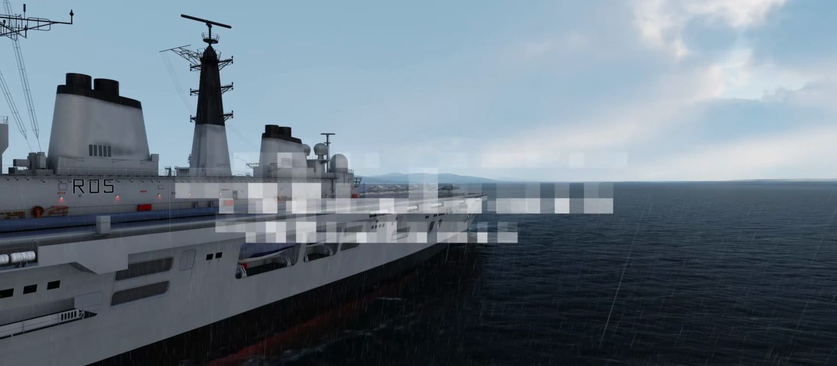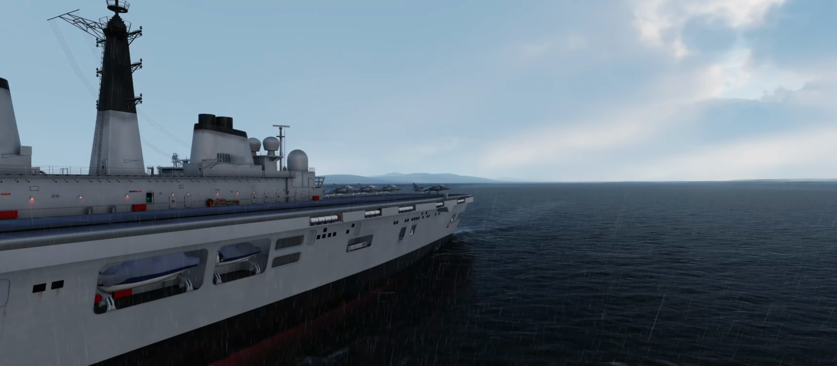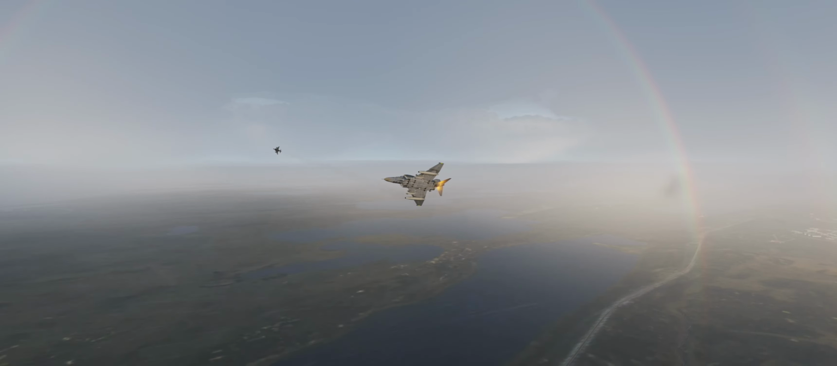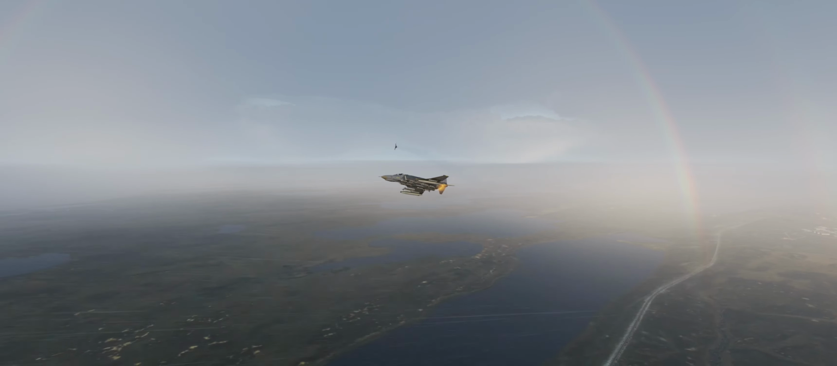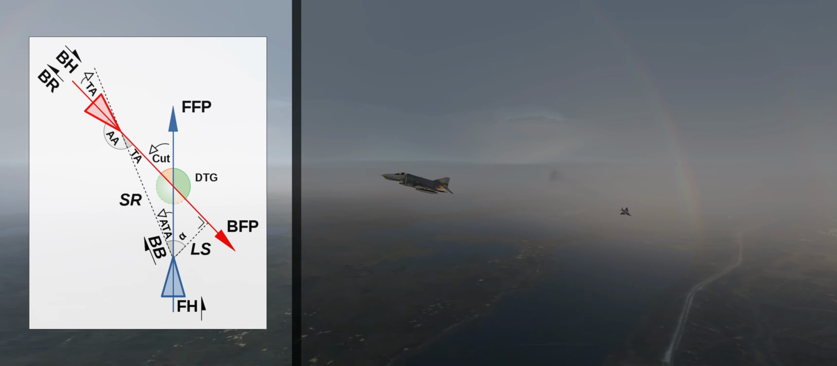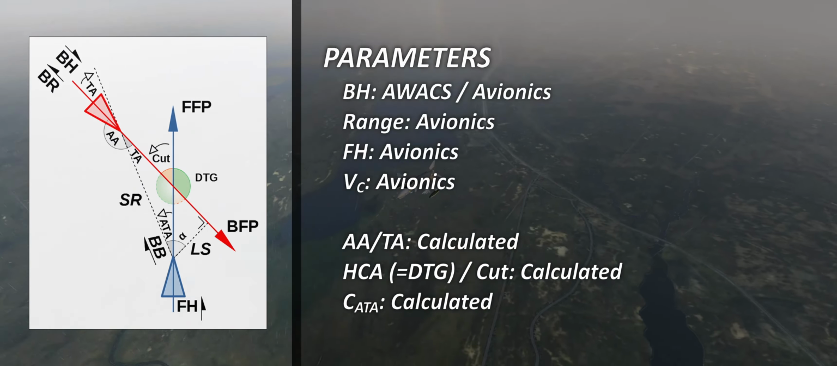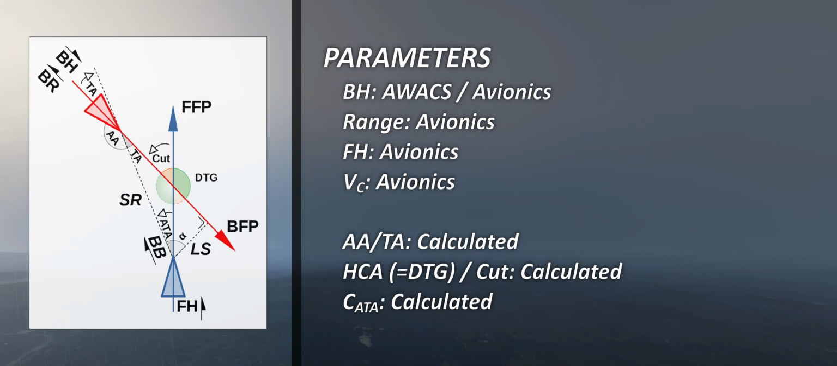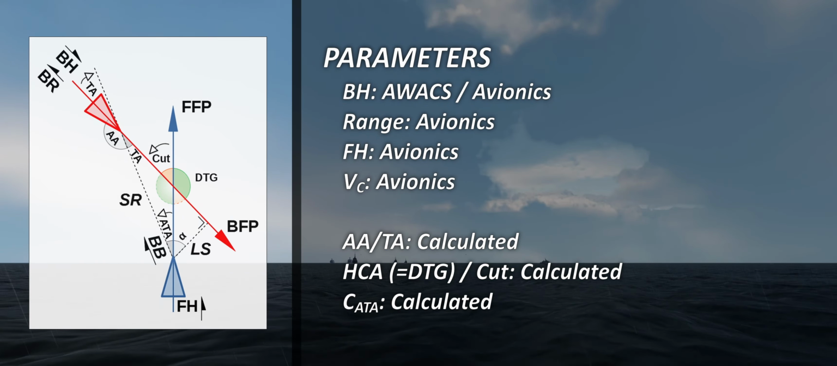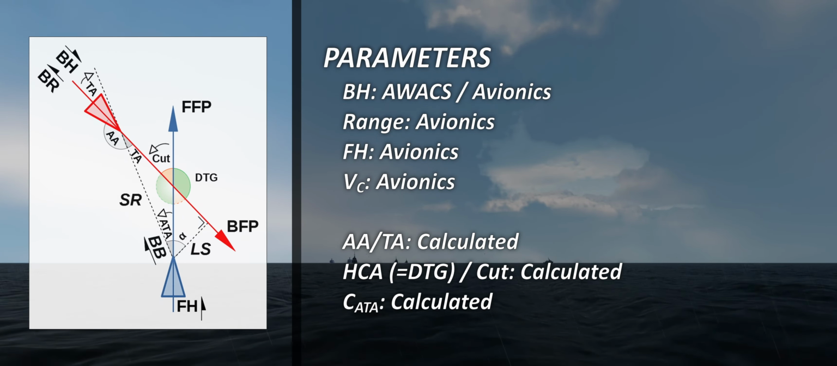Through the various videos of this series, we have seen how different versions of the Phantom 2 provide different information to the user. To keep things easy, in the first part of the discussion, let's assume that we know at least the bandit heading. Knowing the bandit heading in fact allows us to compute all the other relevant information: target aspect, or probably more appropriately here the aspect angle, then the heading cross angle, the cut, and so on.